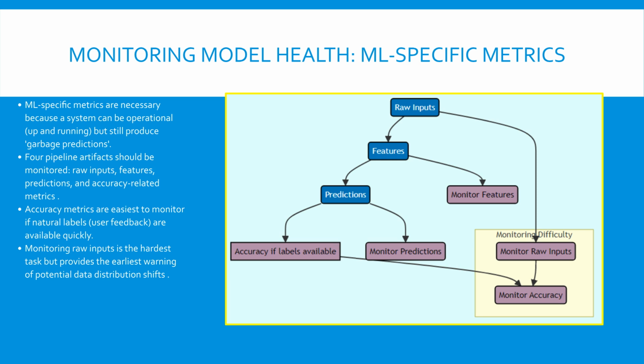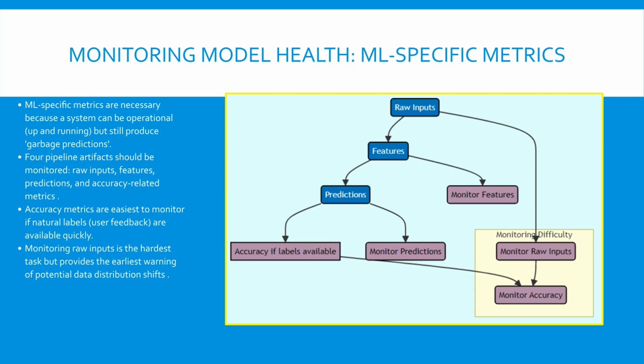This diagram shows the pipeline of model health monitoring and highlights the relative difficulty of tracking different metrics. The pipeline progresses from raw inputs through feature extraction, leading to the final predictions, and finally to accuracy, if ground truth labels are available. Monitoring raw inputs is generally the hardest task because inputs are often messy and unstructured, but it provides the earliest indication of data shifts.